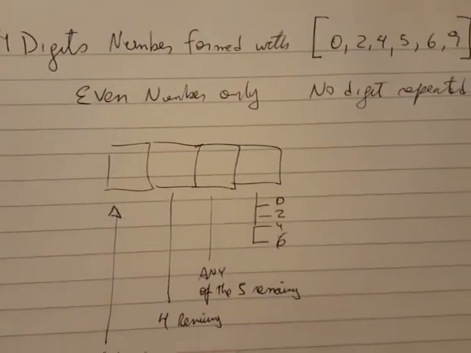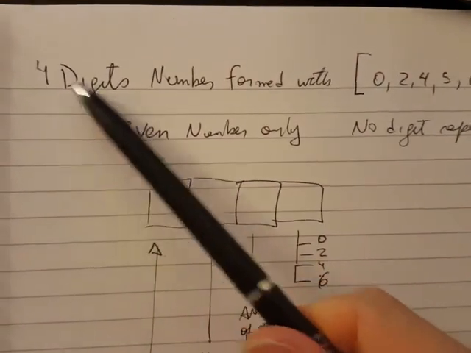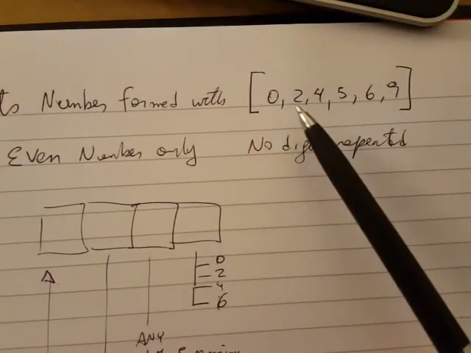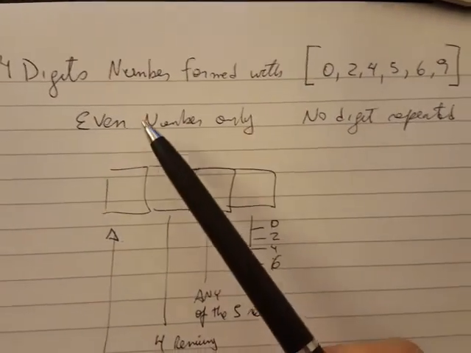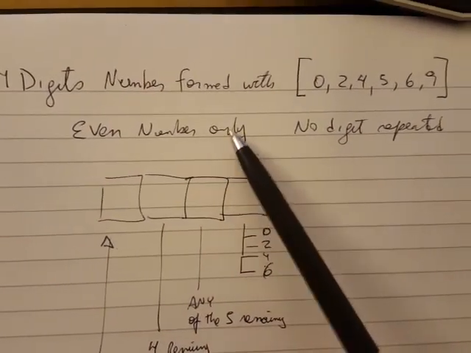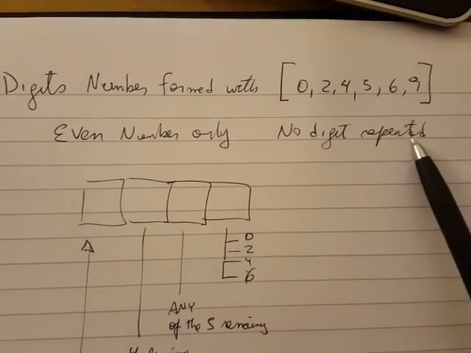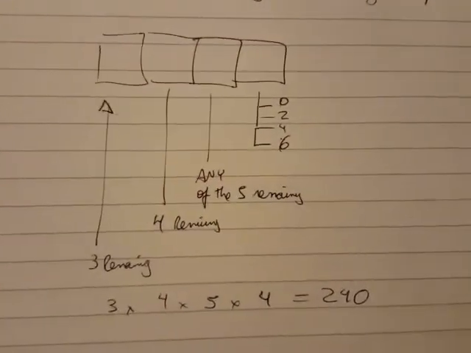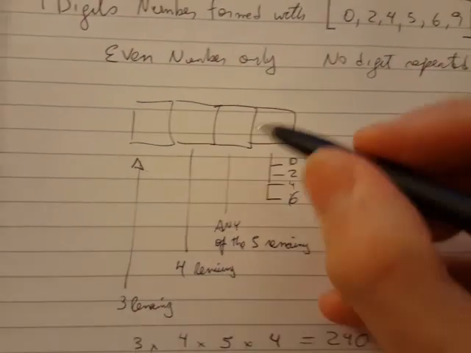So, in this problem, they ask you to form 4-digit numbers with the following digits: 0, 2, 4, 5, 6, 9, and it's only even numbers that you're looking for, so they need to finish in either 0, 2, 4, or 6, and no digit can be repeated. So normally people will go and say, okay, I can obviously have any of these digits so that this is even.